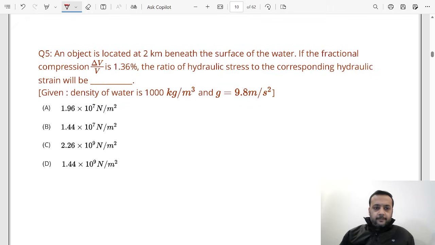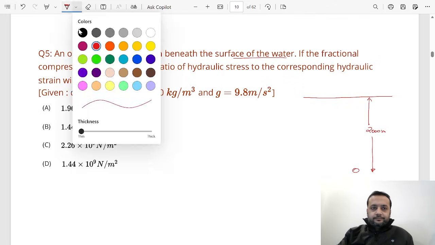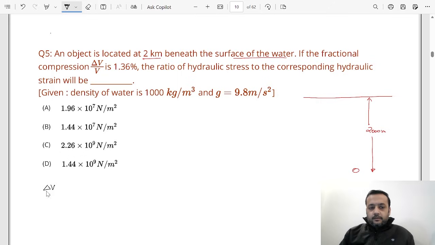Now in this question, an object is located 2 km beneath the surface of the water. So suppose this is the surface of the water. So some object is present here, and this distance is 2000 meters. All right. So because of the extra pressure inside the water, the object gets compressed by this much volume. Like fractional change in the volume has been given, delta V by V. Okay, delta V by V is 0.0136. We have to find the ratio of hydraulic stress to hydraulic strain.